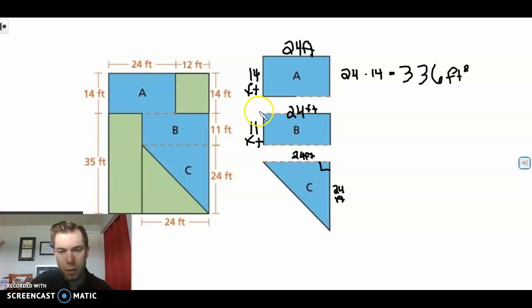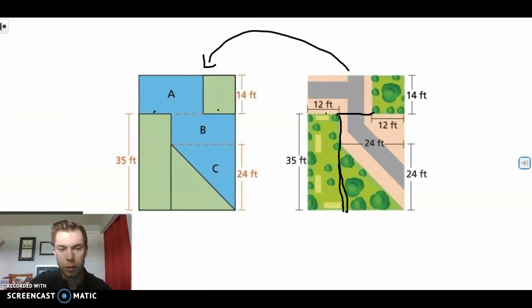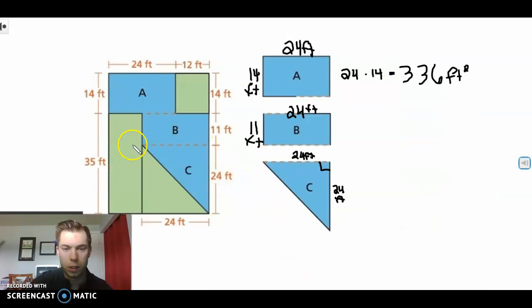Well, we know that this is 11 feet right here, this side of the rectangle. But where do we get 24 from? The 24 comes from down right here, where if you look on the previous one, it told us that this section straight across was 24 feet. That's where that comes from. So we have 24. We want to find the area of that rectangle, 24 by 11. When we do 24 by 11, we get 264 feet squared. Got it.